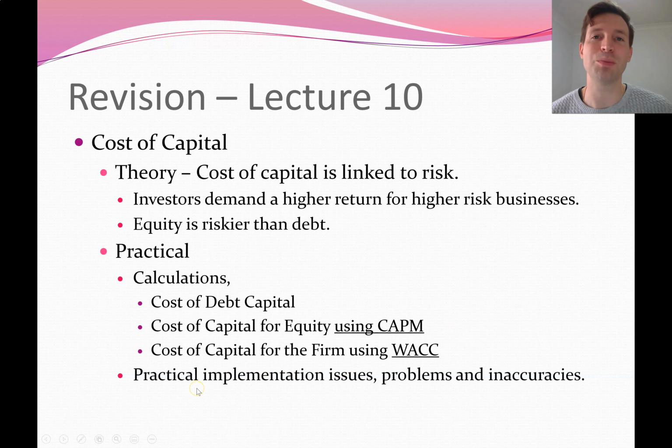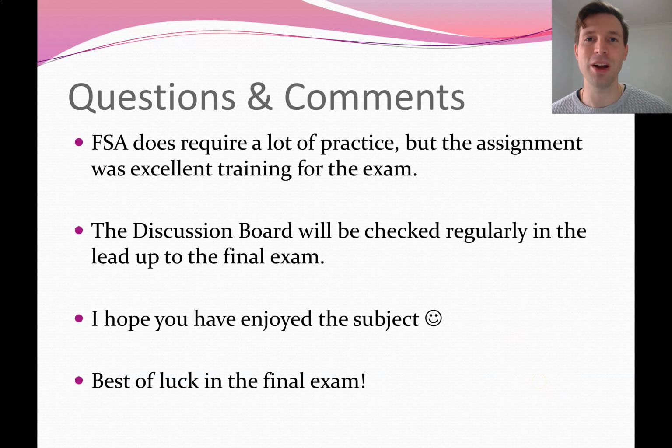And then you need to understand the practical implementations. So you can apply these formulas, the capital asset pricing model or the weighted average cost of capital, but when you're actually doing it for a real company, what are the issues that you run into there? What are the choices you have to make? What are the ramifications of those different choices? How can that lead to different problems and inaccuracies in cost of capital estimation? So that finishes up a brief review of lectures 1 to 10.